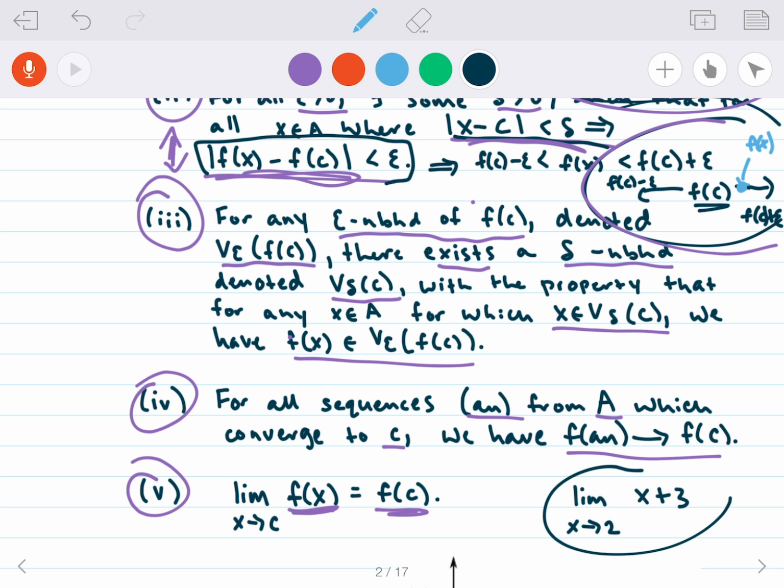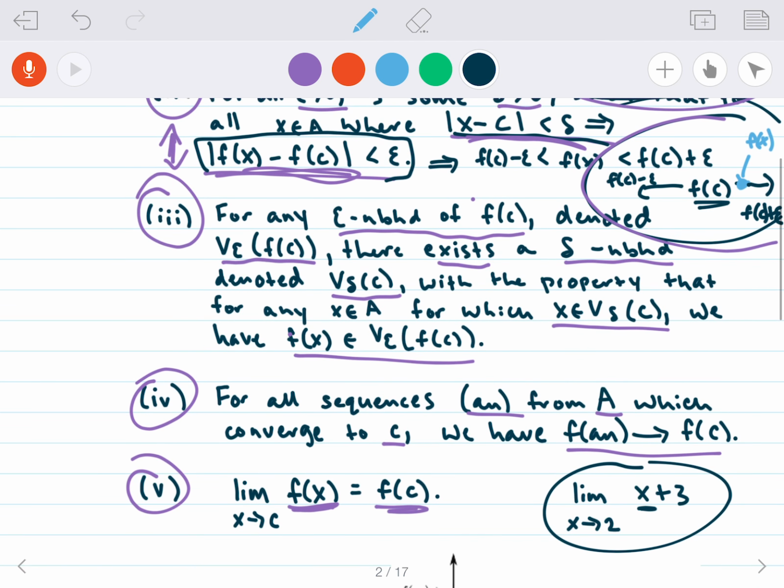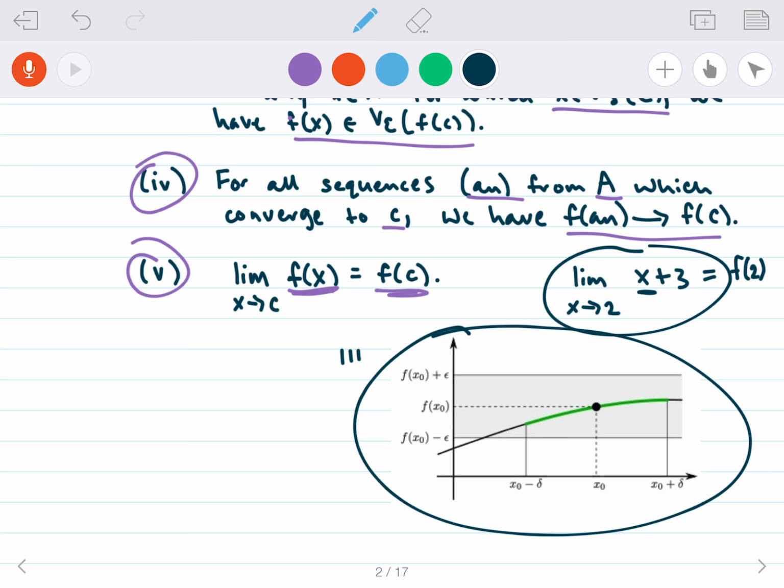Well, you know how to solve that, right? You just plug in 2 for x. Why do we do this? We're going to talk about this in a few slides, but this is going to be f of 2. We just plug in 2 and we get 5. Here's a picture down here, from part 3. So this is the neighborhood sort of definition.